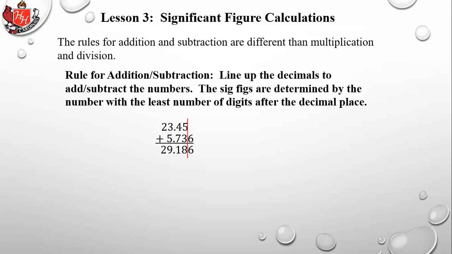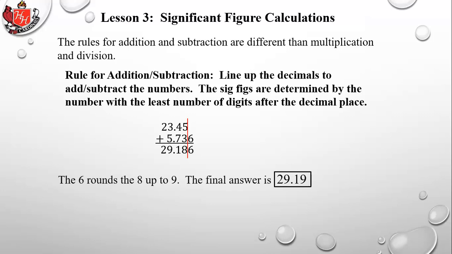Then you add the numbers. So now what you have is 29.186, but the last digit in your significant figure is going to be that 8, so you have to round that. So the 6 rounds the 8 up to 9, and the final answer is 29.19. So you have 4 significant figures in that answer.